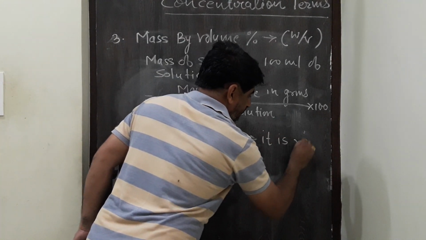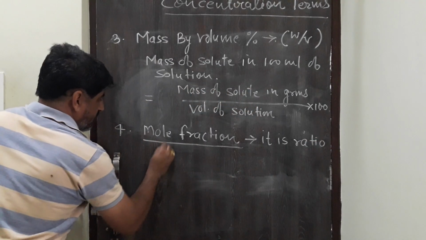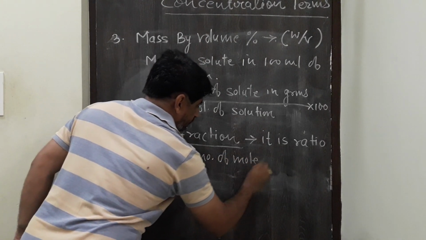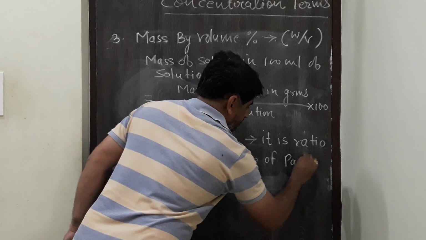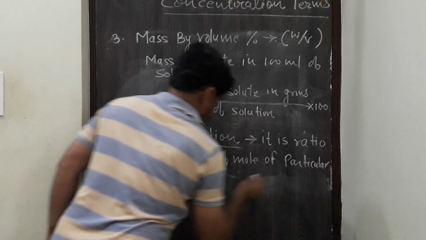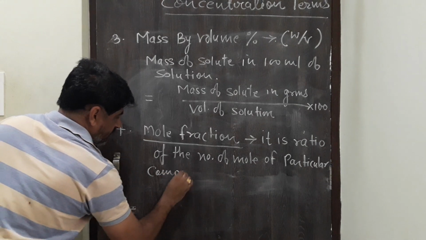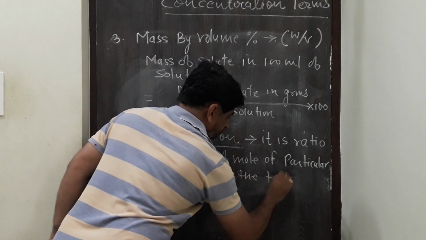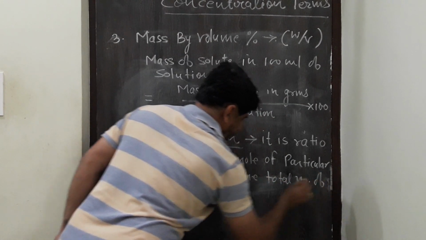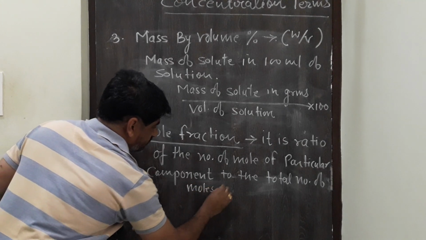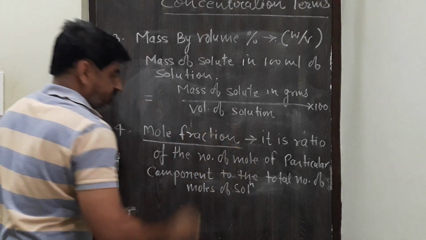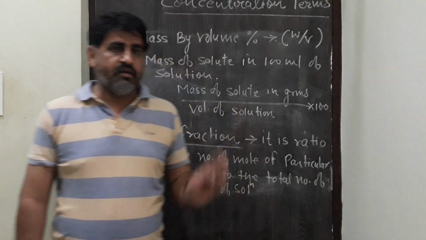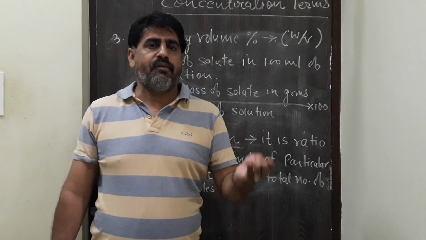It is the ratio of the number of moles of a particular component to the total number of moles of solution. Suppose we have a binary solution, then there should be two components A and B. The number of moles of A is Na and the number of moles of B is Nb.